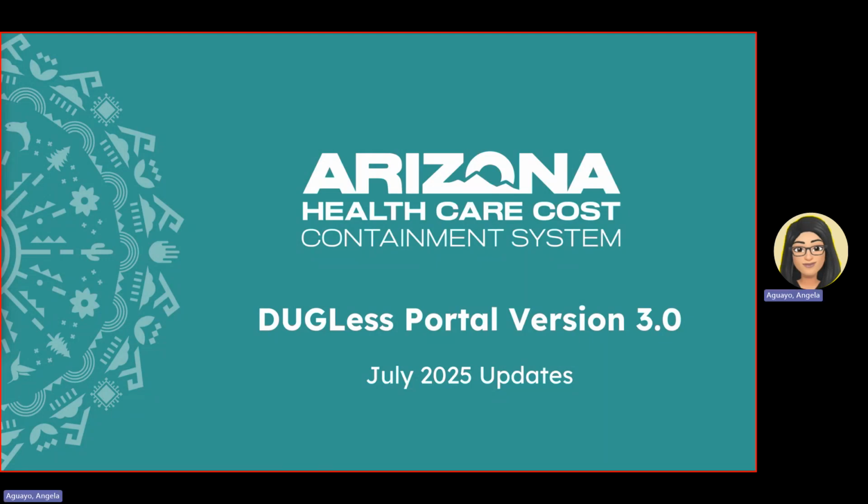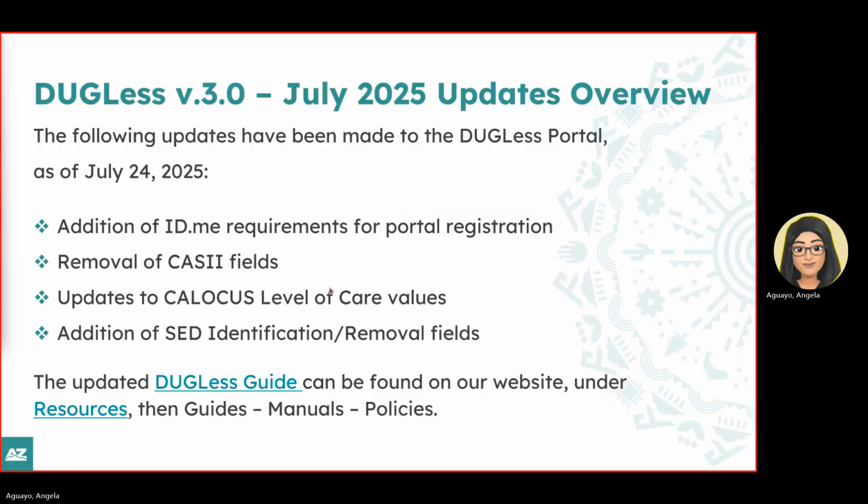And today I'll be presenting on the DUGLess portal version 3.0 on our 2025 updates. Here's an overview of what we'll be going over today. And these are updates that are effective as of July 24th, 2025.